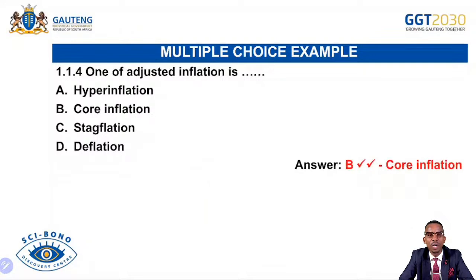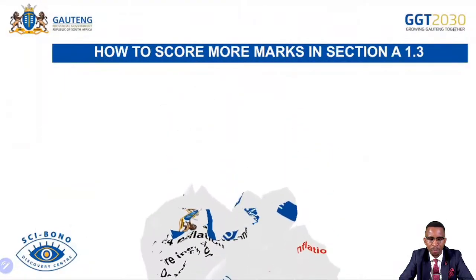Remember, core inflation is the one that excludes goods with highly volatile prices. If we talk of volatile prices, we talk about prices that can increase or decrease anytime. So they don't simply remain stable, but they can change anytime. For example, the price of red meat, and we also talk about the price of fuel. So those are excluded from the core inflation.